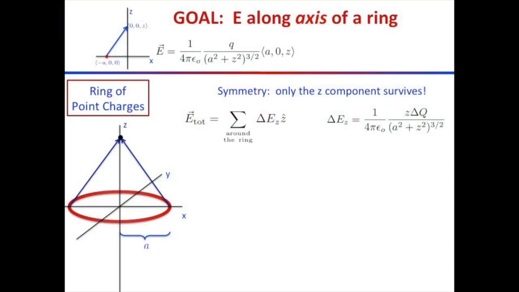Okay, now we've got all the pieces we need. We've got the electric field at this point here due to a single piece of charge. And now we know how to sum up over the entire ring by summing over that angle.